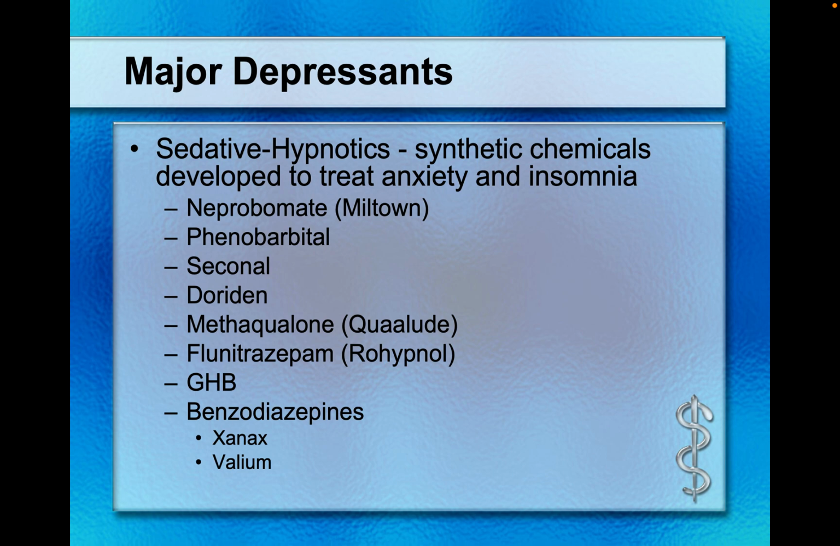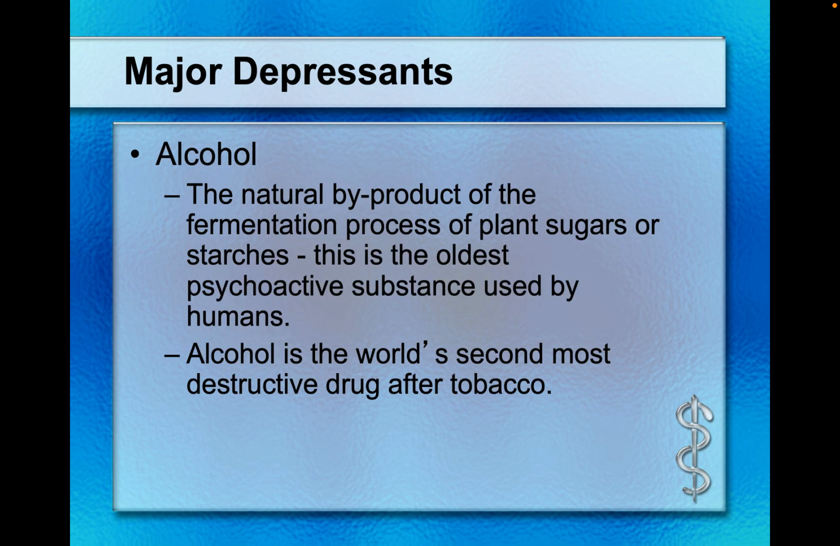Meprobamate, also known as Miltown, is an example of a sedative hypnotic. Phenobarbital, Seconal, Doriden, methaqualone, which is commonly called Quaaludes, flunitrazepam, also known as Rohypnol, which is our roofies, the date rape drug, GHB, which is also a date rape drug, benzodiazepines such as Xanax and Valium.